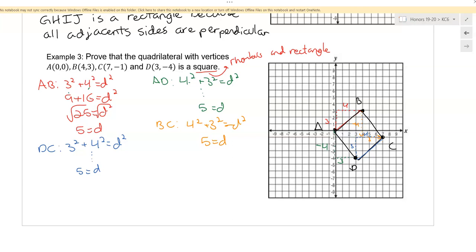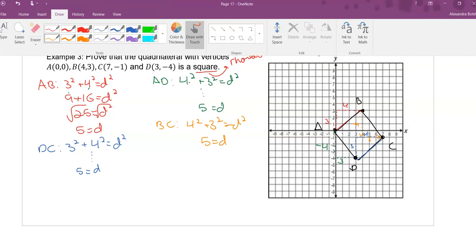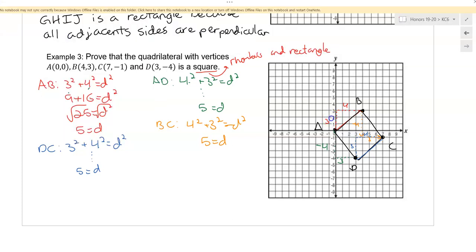Okay. Now I need to show that the 2 are parallel and that the adjacent ones are perpendicular. Okay? So I'm going to go back around, right? And now that I have distance, that's my rhombus, I need to do slope with my rectangle. Right? So then for A and B, well, it's 3 over 4. And that doesn't reduce. Okay. And that's it.